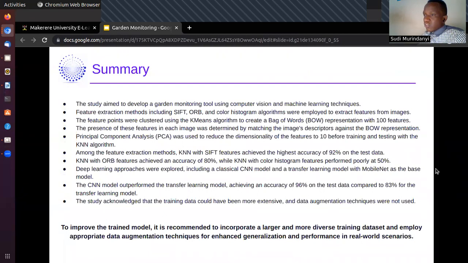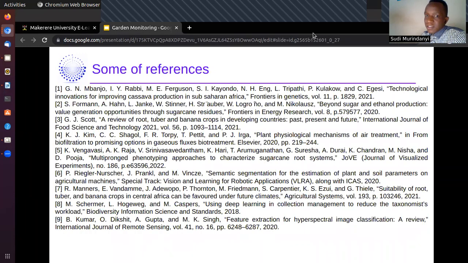So for the conclusion, I was able to get the images, extract them, crop them, then do the feature extraction, use bag of words to select, and then select nice features using PCA, and then train KNN and deep learning models. The best model was the deep learning model. And that model can be improved by using augmentation, or by getting more data. Thank you so much. These are my references, and thank you so much.